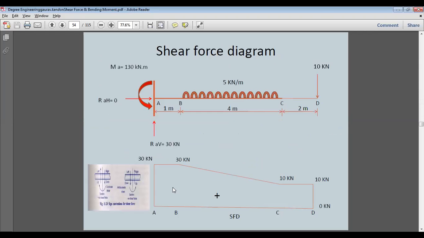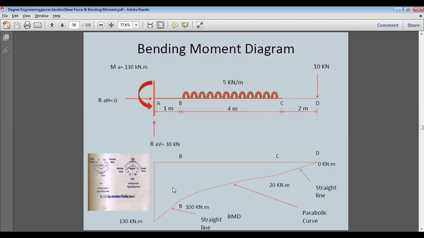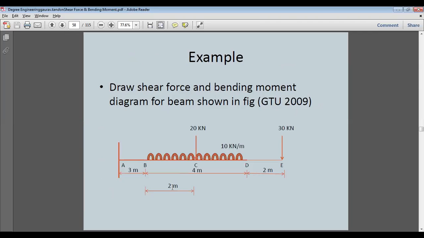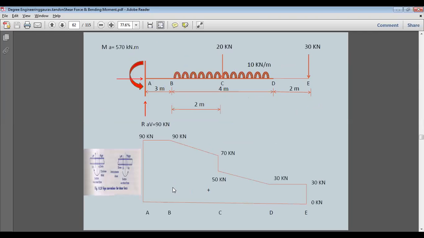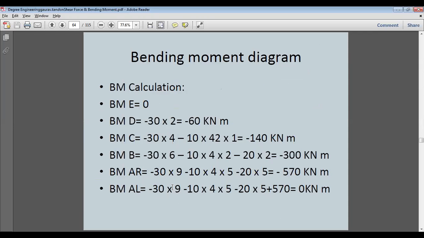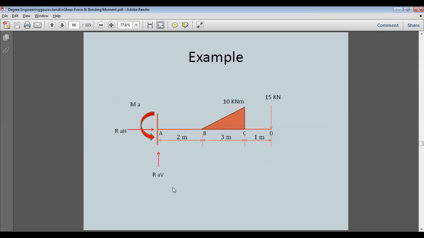And this is the shear force diagram that we have discussed earlier. So this is the bending moment diagram that we have to do on our own. We have to solve many examples, then only we'll be able to draw bending moment and shear force diagrams on our own. So these were the different combinations that we have studied, and we'll have to solve them.